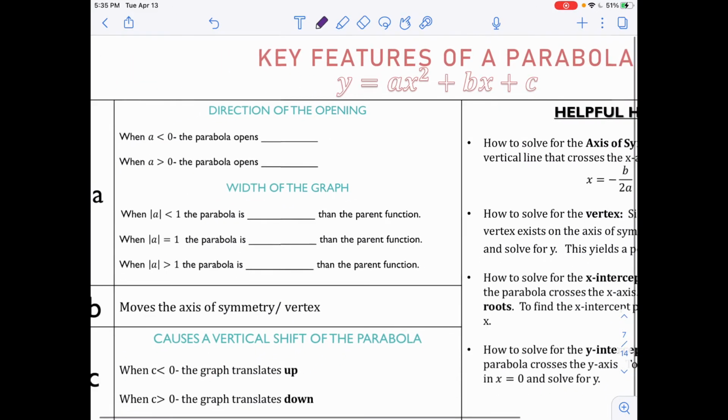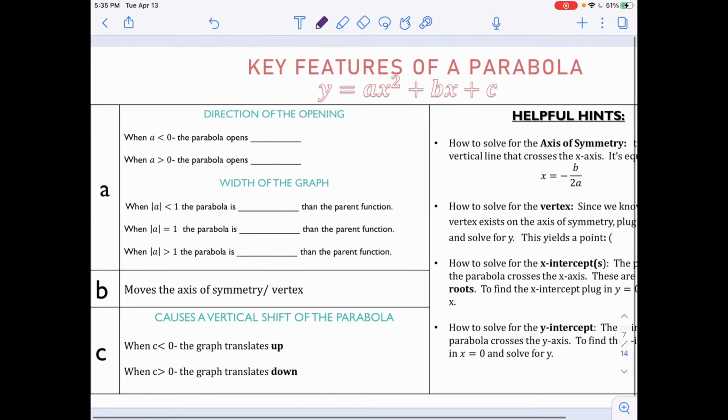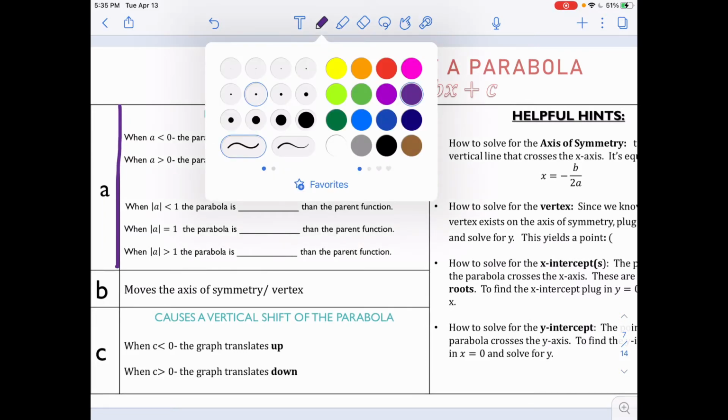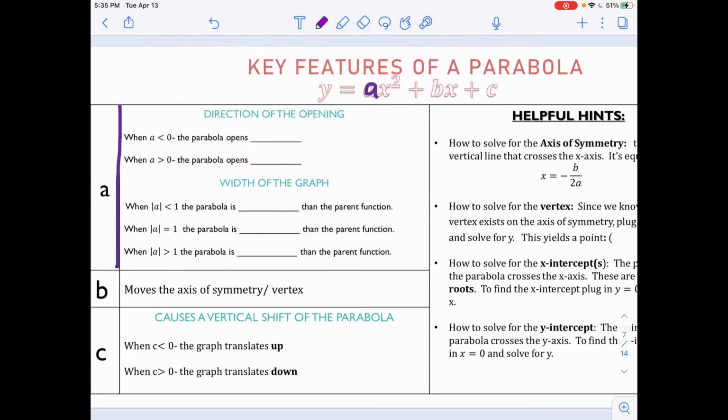So let's review those really quickly. Let's start off with a. A affects the graph in a lot of ways, all right? And this is everything that's really talking about a here. When a is less than 0, we know that the parabola opens down, right?